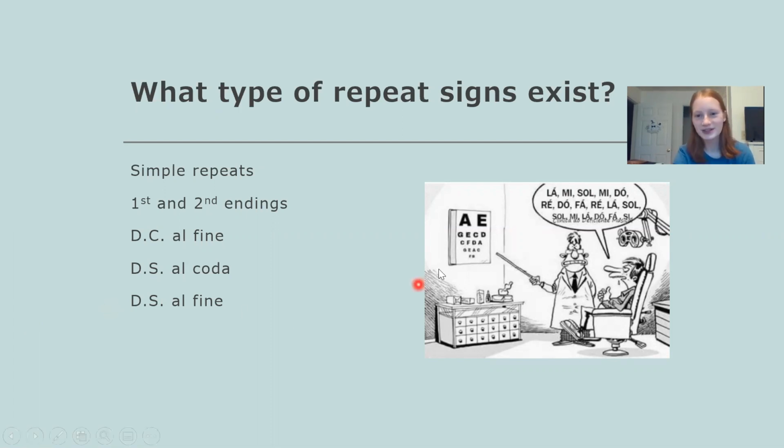And I want to point your attention to this nice music theory joke that I found, and I hope you laugh as much as I did when I saw it.